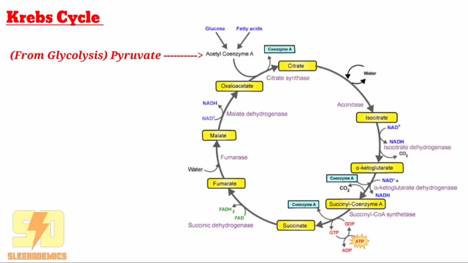And this is facilitated by an enzyme we know as pyruvate dehydrogenase. Now, also here, in the process of converting pyruvate to acetyl-CoA, there's also the conversion of NAD+ to NADH.